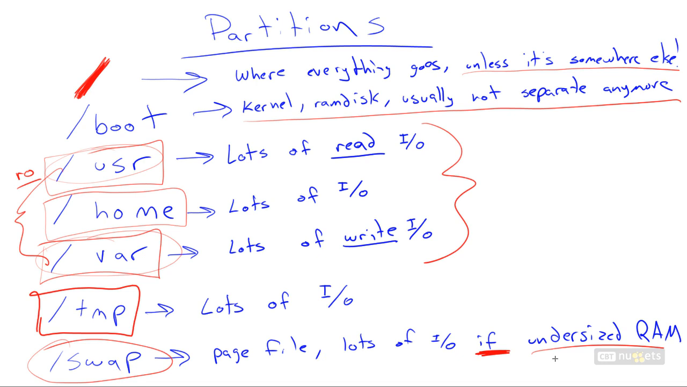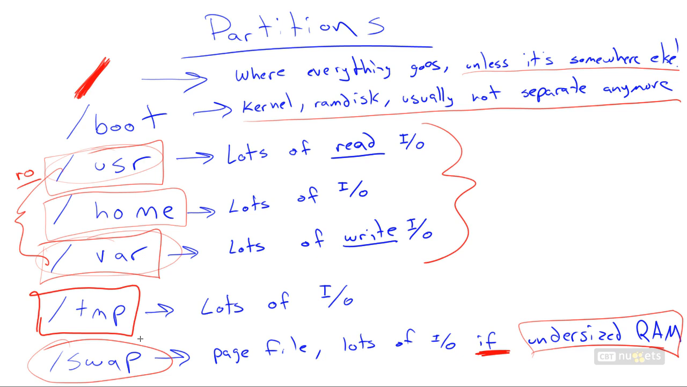But if you have undersized RAM, you don't have enough RAM sticks in your server for what it's doing, or at one particular time it starts eating a bunch of RAM, this I/O is going to skyrocket and possibly cause your system to slow down. So the swap partition is sometimes on its own fast drive if you don't have enough RAM. So that's partitions in a giant nutshell.